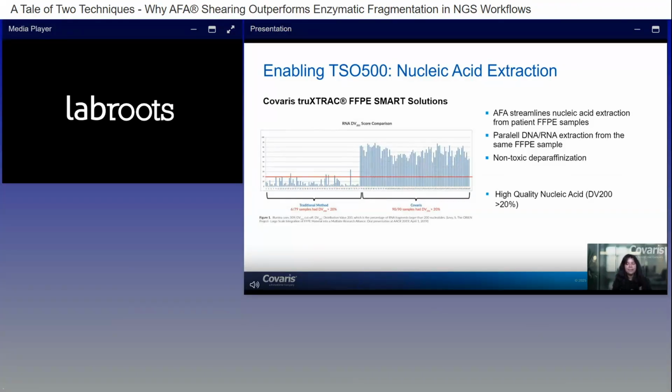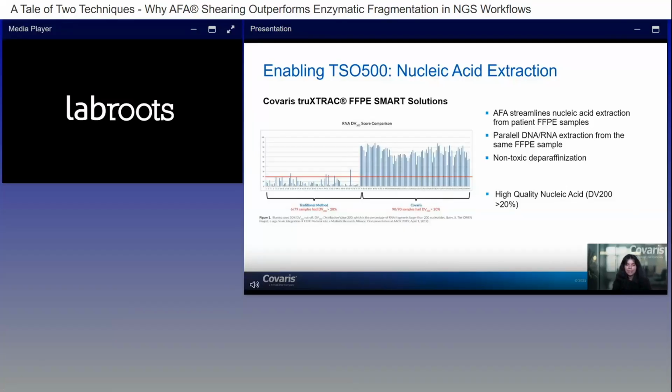So one of the very important metrics for RNA extraction is known as the DV200. And this is a measure of the proportion of extracted RNA that is 200 base pairs or longer. For TSO 500, the DV200 requirements are 20% or more. And while that may not sound like a lot, it can actually be quite a difficult metric to reach using traditional workflows. So here I have some data from Discovery Life Sciences showing a comparison of their DV200 scores using traditional methods versus Covaris workflows.